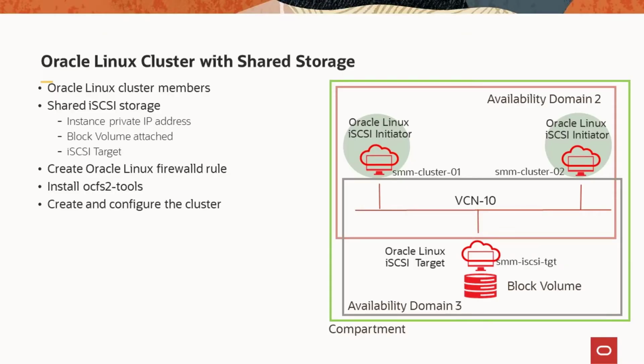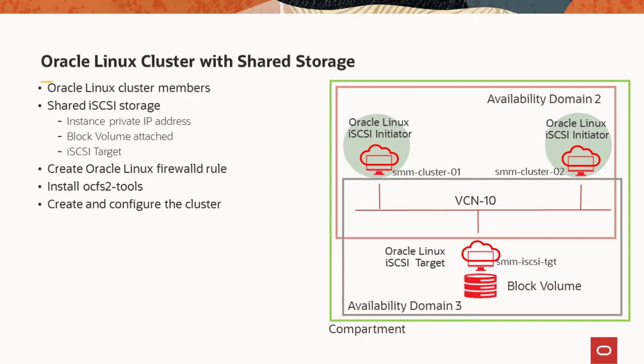The 2 cluster members used in this presentation are instances in the Oracle Cloud Infrastructure and shown in the illustration on this slide. The shared iSCSI storage is provided by a block volume attached to another instance which has been configured as the iSCSI target. The iSCSI connection from each initiator uses the target instance private IP address and locally configured target IQN.